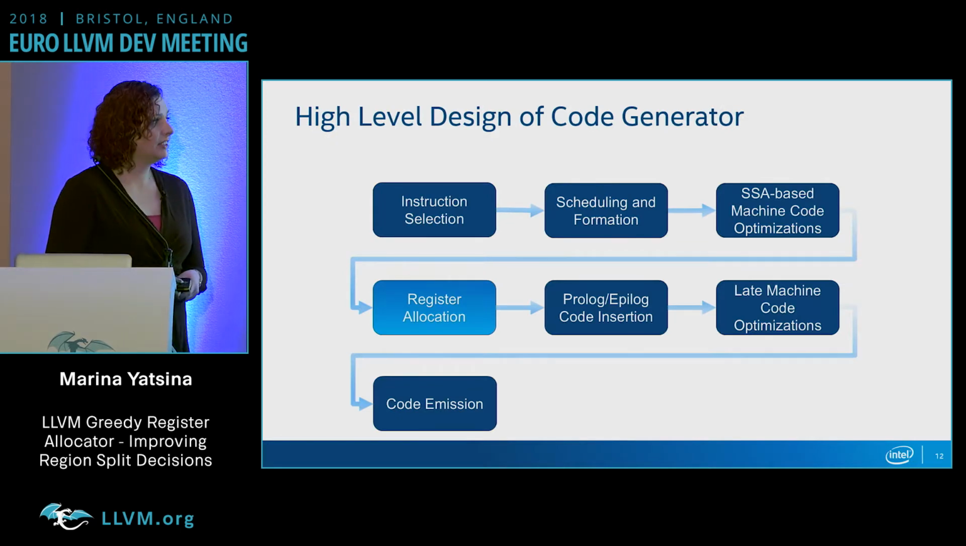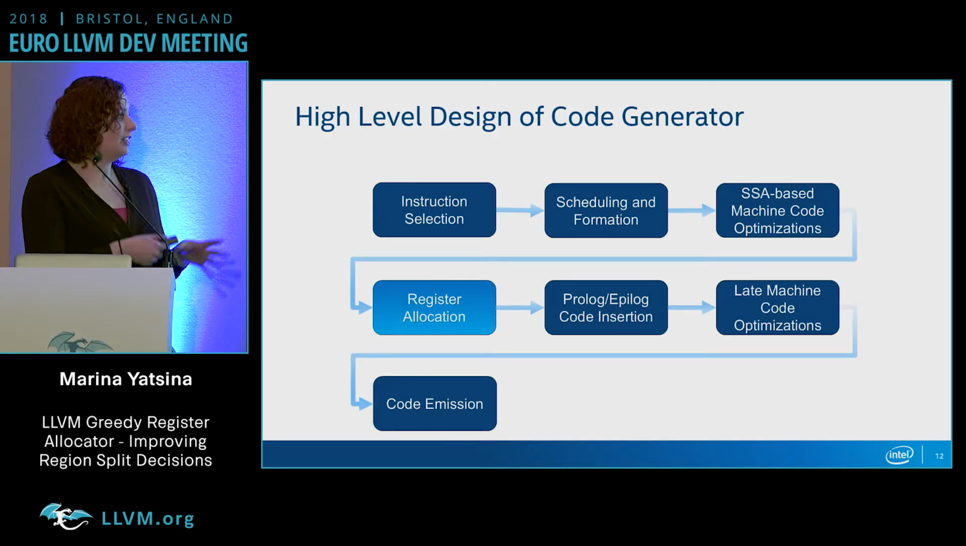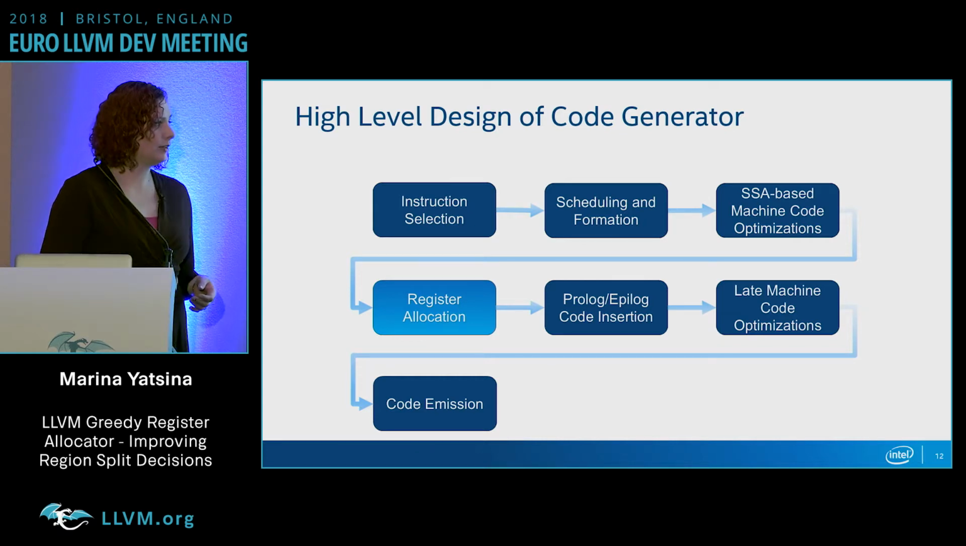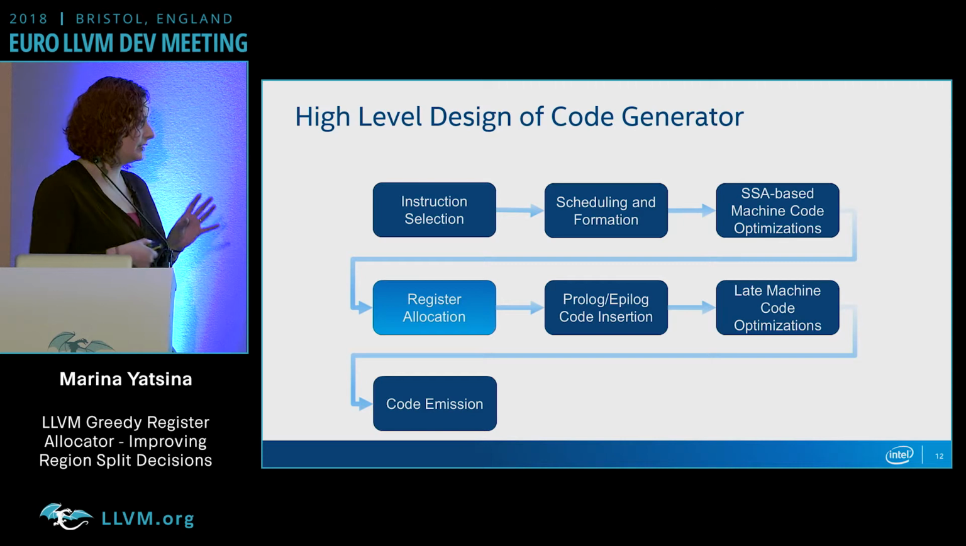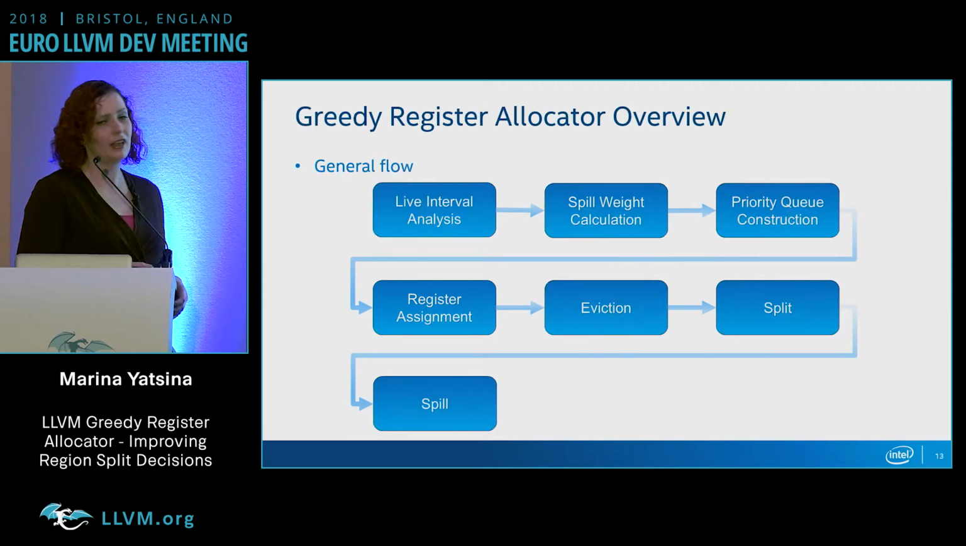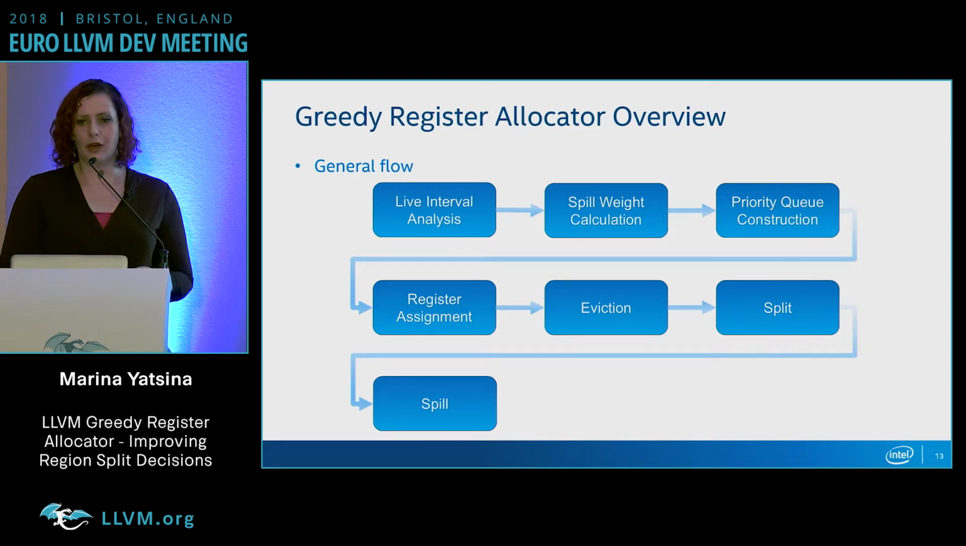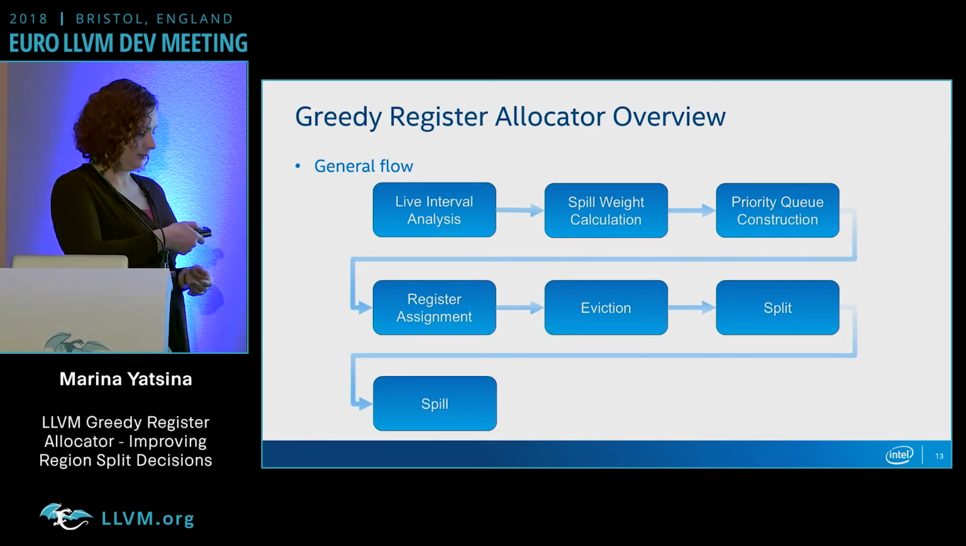Now, this is the high-level design of the code generator, and this is where the register allocator lives. We have instruction selection, scheduling, SSA-based optimizations. This happens before register allocation, and after that we have prologue, epilogue, late machine code. If we zoom into the register allocation, we can divide it into several phases, and we're going to focus on each one of those phases in this presentation.